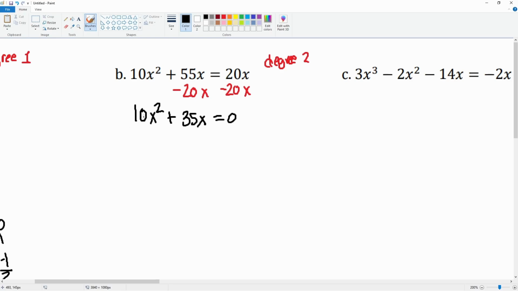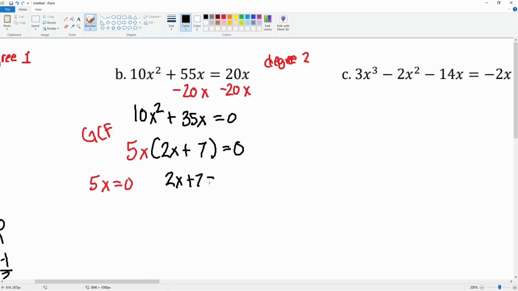Here you could try to set up your dashes now, or you could look for a GCF. Okay, the GCF here is going to be 5x. What is left over is a 2x from the 10x squared, plus 7 from the 35x, equals 0. Now you set each term equal to 0. 5x is equal to 0 and 2x plus 7 is equal to 0.